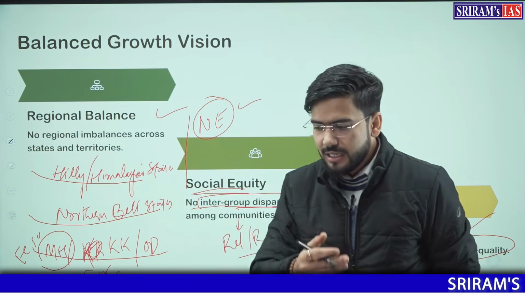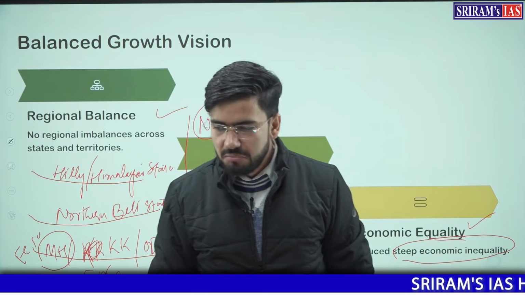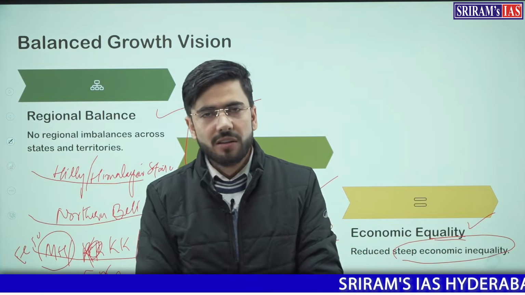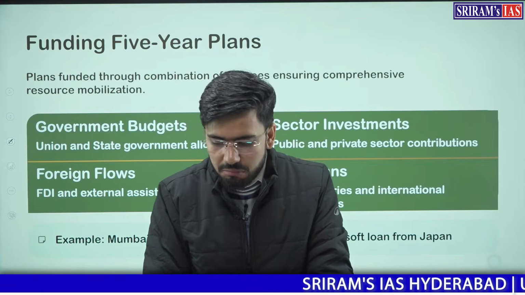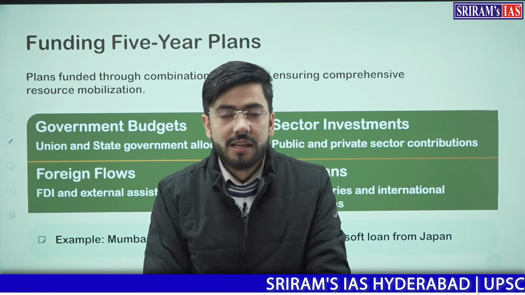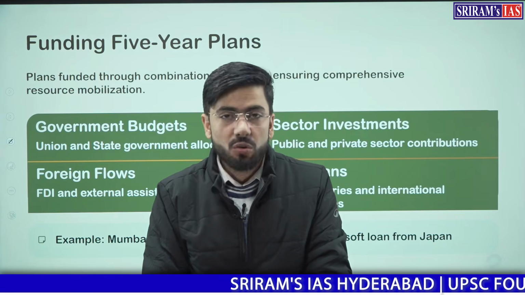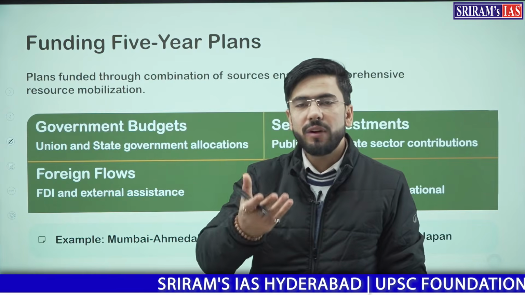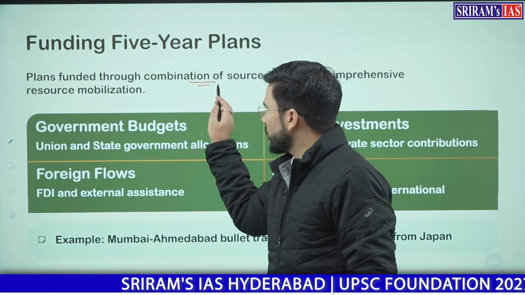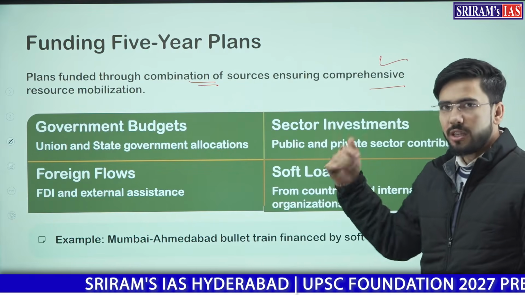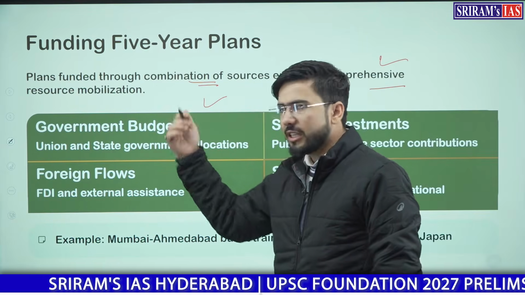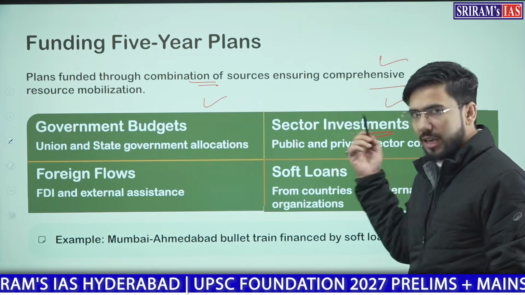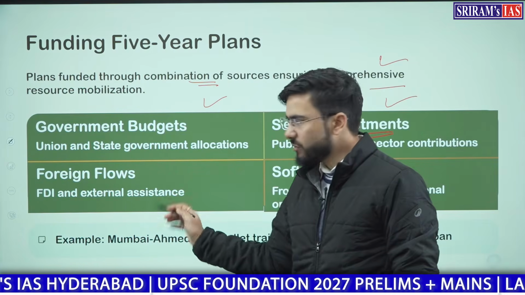But before that, we need to understand that there is high inequality in India. I guess around 2 to 5% of the population is holding around 70% of the wealth of the nation. That is where economic equality should be established. And for establishing economic equality, these plans have a greater role to play. Funding the 5-year plans, we will just understand how 5-year plans worked. Plans were funded through a combination of resources, ensuring comprehensive resource mobilization. Like government budgets, union and state governments will allocate funds for the plans. Sector-wise investment will be done in the public sector and private sector. Both the investments will be taken care of.